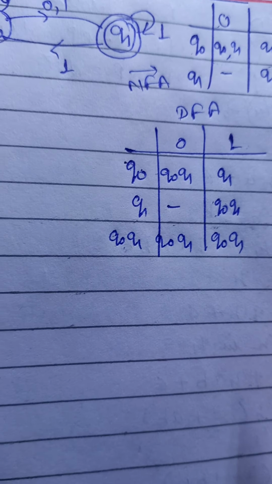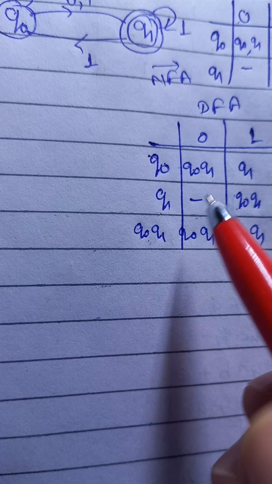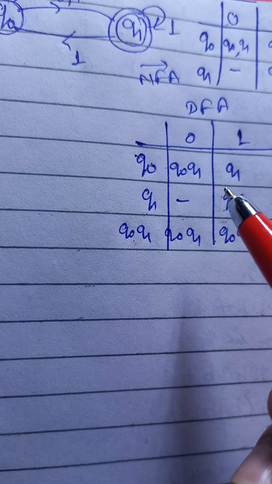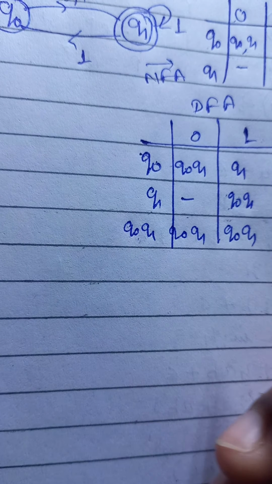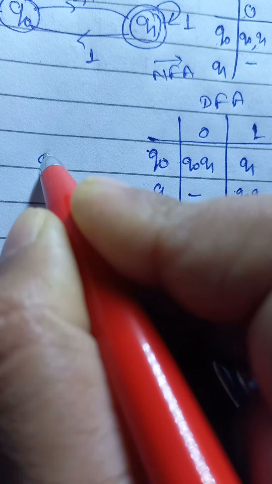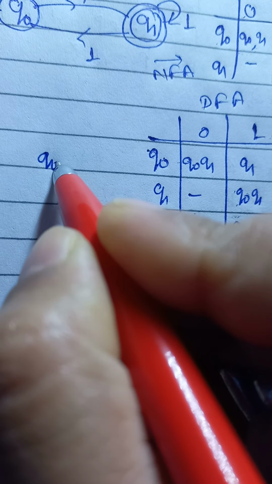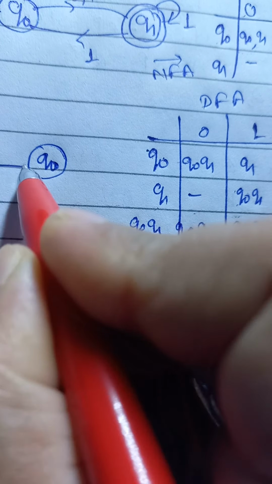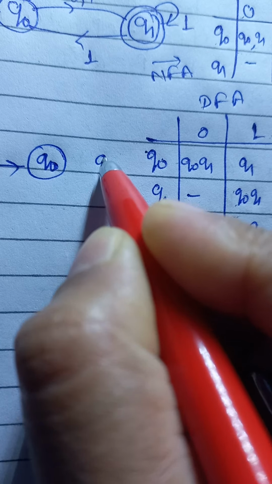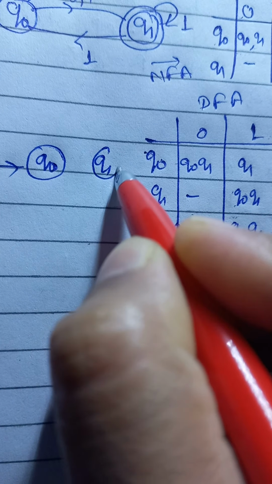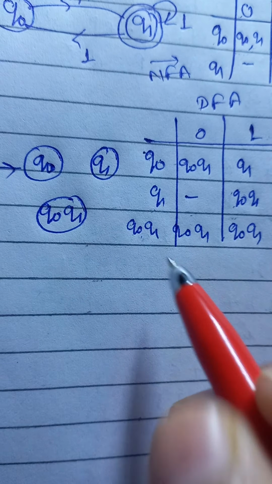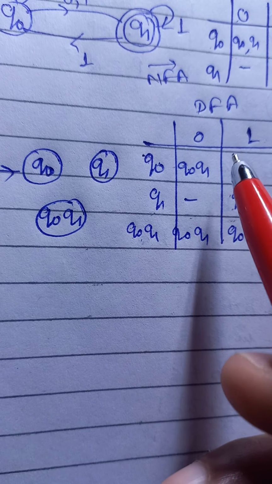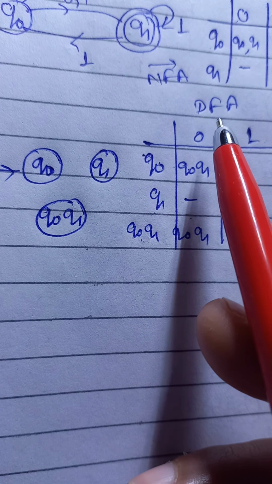So now we can make the diagram with the help of this transition table. Q0, Q1 and Q0 Q1. These 3 states are present in this DFA transition table.